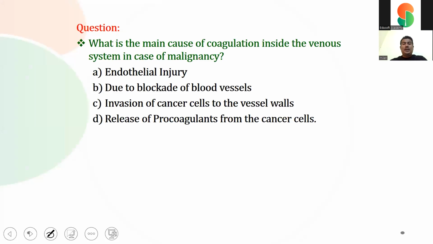Moving on towards the last question. What is the main cause of coagulation inside the venous system in the case of malignancy? The options are endothelial injury, blockade of blood vessels due to the invasion of cancer cells into the vessel walls, or the release of procoagulants from the cancer cells.